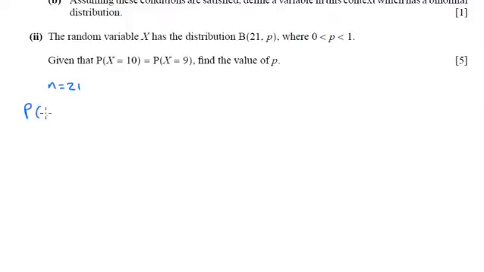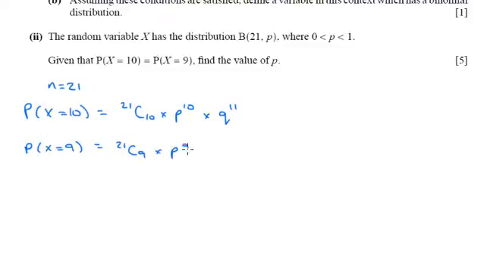So if we work out what equation we would do if x was equal to 10, and the same for 9, and then make them equal to each other, it would be 21c10, 10 successes, 11 losses, and we're going to make that equal to 21c9, 9 successes, and this time we're going to have 12 losses. So we need to make them equal.